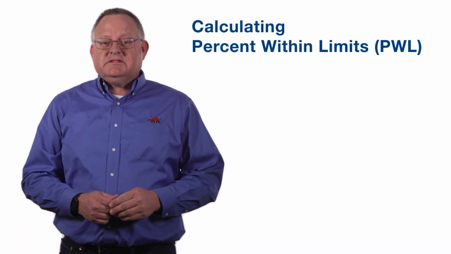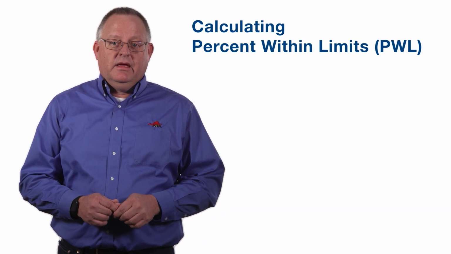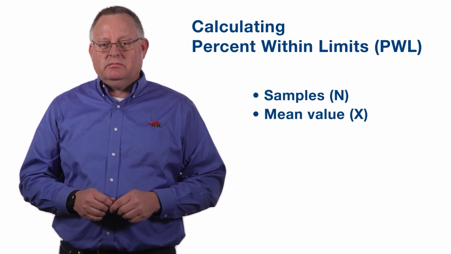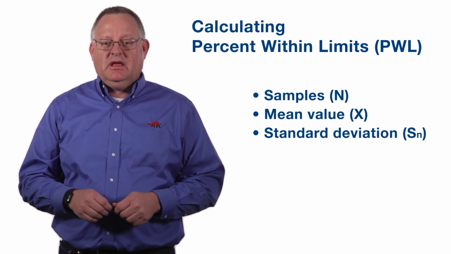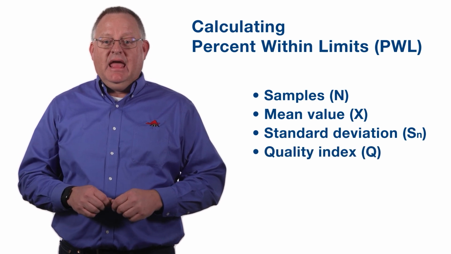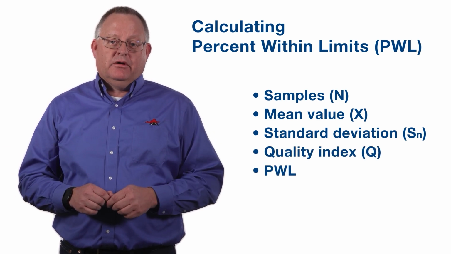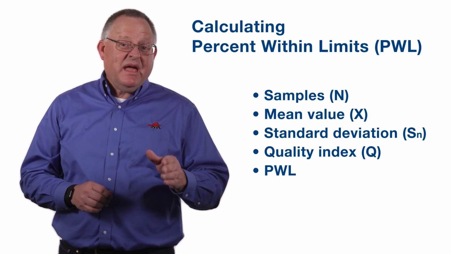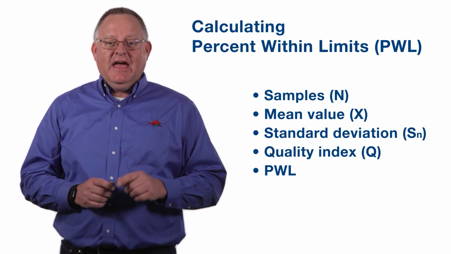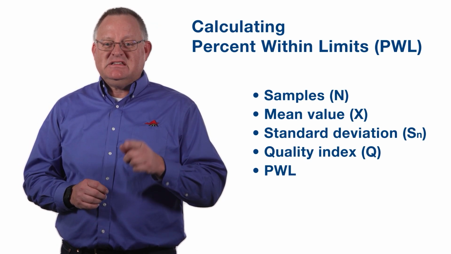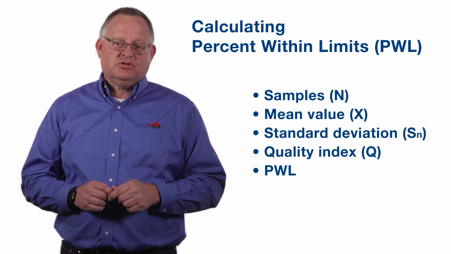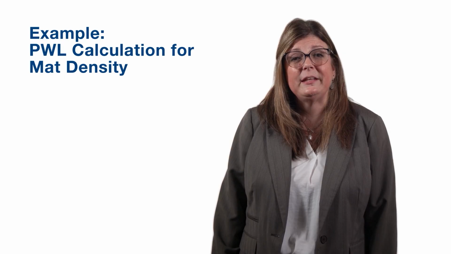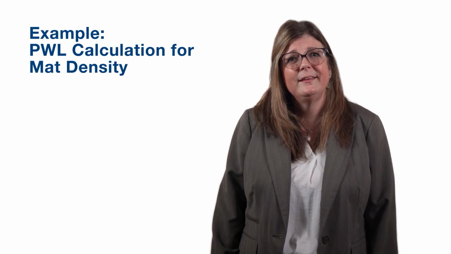The general process for calculating PWL involves taking samples, determining the mean value, standard deviation, and quality index, and then looking up the PWL using the quality index. While the calculations may seem complex, FAA specifications offer detailed, step-by-step instructions to guide the process. Here's an example of how to calculate PWL for mat density.